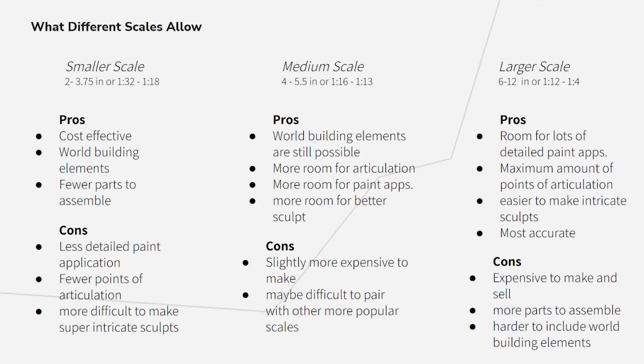Some cons: expensive to make and sell. Larger scale, more material, more articulation also means more parts to assemble. That is going to be more expensive to manufacture. Also, something I didn't talk about with the other scales, but is true for all: molding plastic for more material is, of course, going to be more expensive than less material. I think that is assumed. So, yes. All right, moving on.